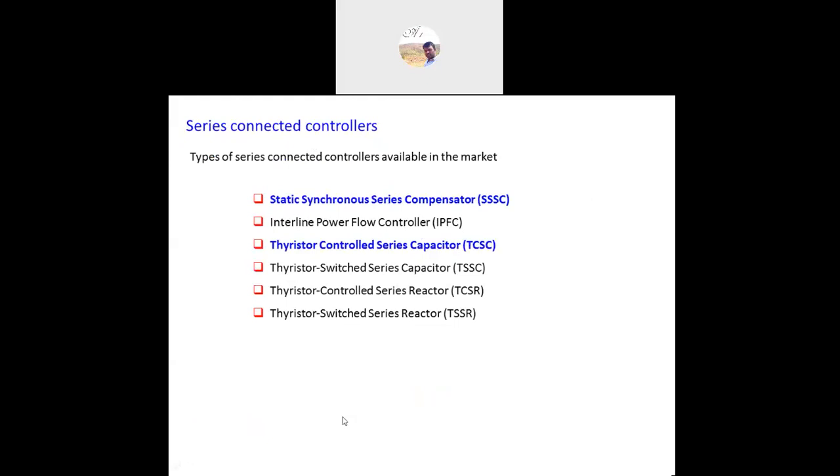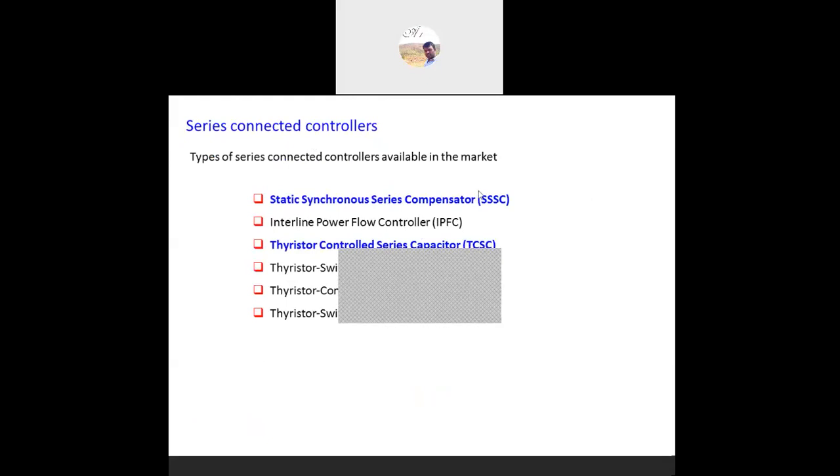Comparing to the STATCOM, from this also we are going to inject the same. But comparing to STATCOM, the static VAR compensator is less costly. So comparing to STATCOM, SVC is the less costly one.